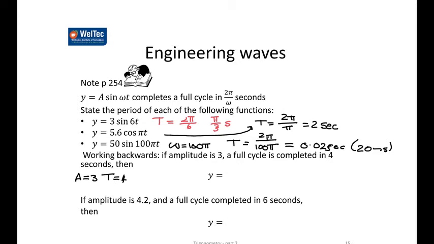So omega must be equal to 2 pi over 4, which is pi by 2. So putting that together, y is equal to 3 sine pi over 2 t.